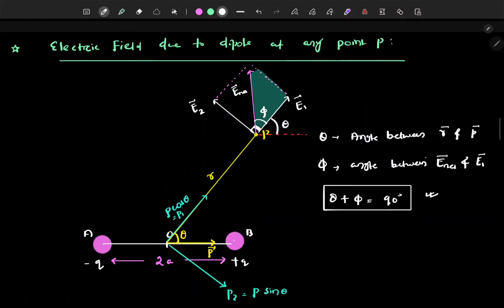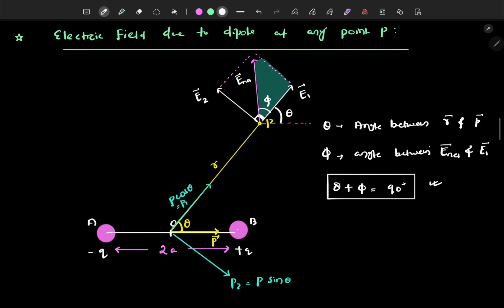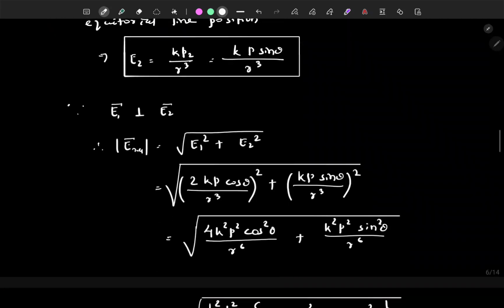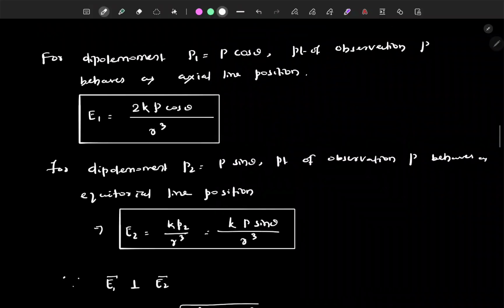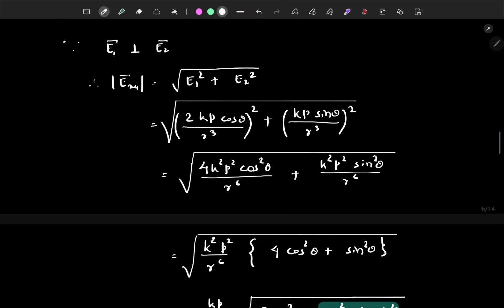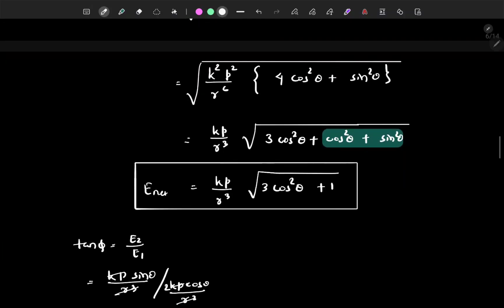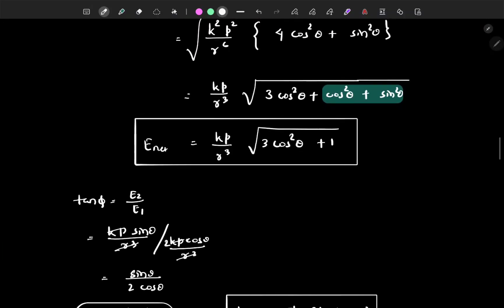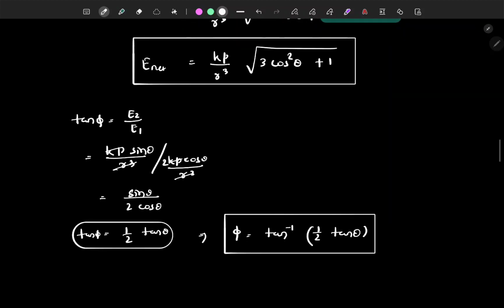So this is about the electric field due to a dipole at any point. You can take the screenshot now. For dipole moment p1, the point of observation gives us the axial position, and for dipole moment p2, the point of observation gives us the equatorial line position, and accordingly we write the answer. This is the theoretical part, the expressions are all written, take the screenshot. Final answer: kp by r cubed, root over 3 cos square theta plus 1, and tan phi is equal to tan theta by 2, so theta plus phi is 90 degrees.